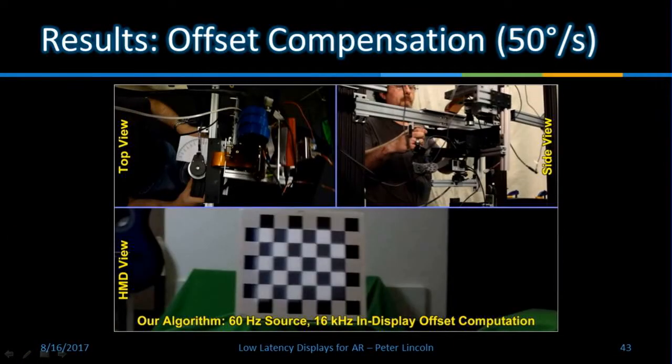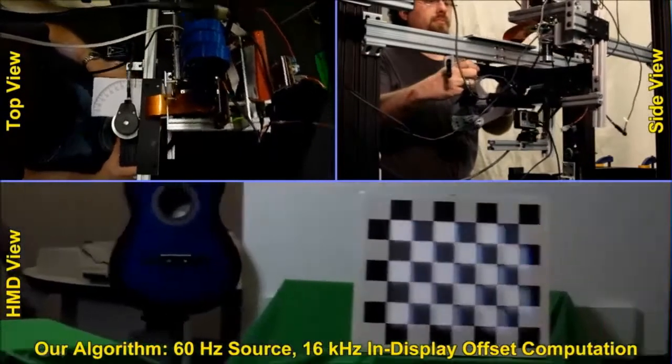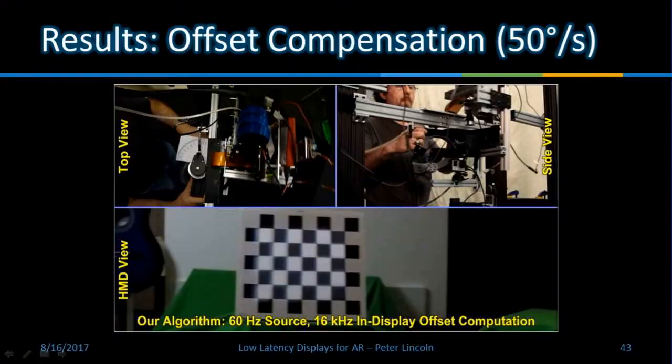Now here's the result using our algorithm, running at the same back and forth speed of 50 degrees per second. And notice how those physical and virtual overlays stay much better aligned than they did before. Peter? Yes? Do you make any effort to predict what's going to happen? Nope. It's all live data, so there's no prediction in the system.